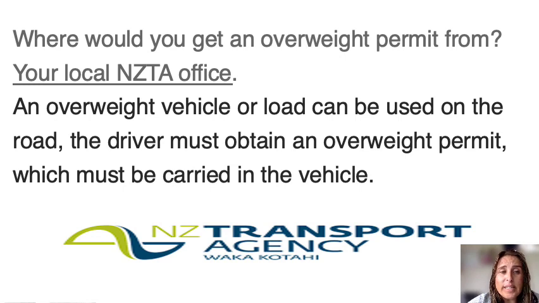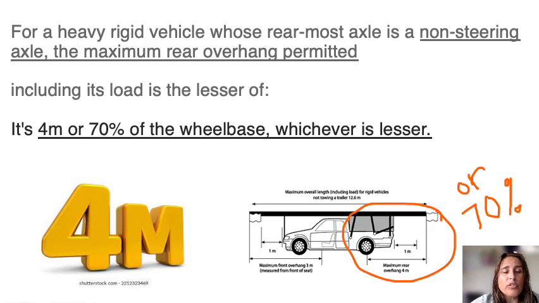Where would you get an overweight permit from? The local NZTA office, so New Zealand Transport Authority office. For an overweight vehicle load to be used on the road, the driver must obtain an overweight permit which can be carried in the vehicle. So New Zealand Transport Authority.